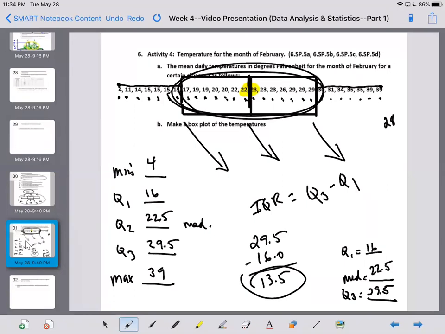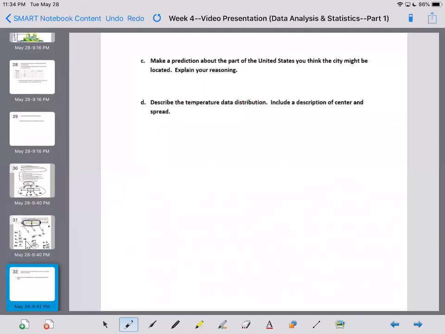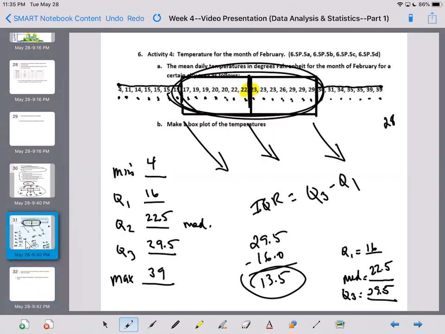If we look at another question, we could say, make a prediction about what part of the United States you think the city might be located. Well, 17 to 29 degrees is what we see, as 50% of your data is from 16 to 29 and a half. So that range of temperature, the month of February, could tell us it's probably the northern part of the United States.